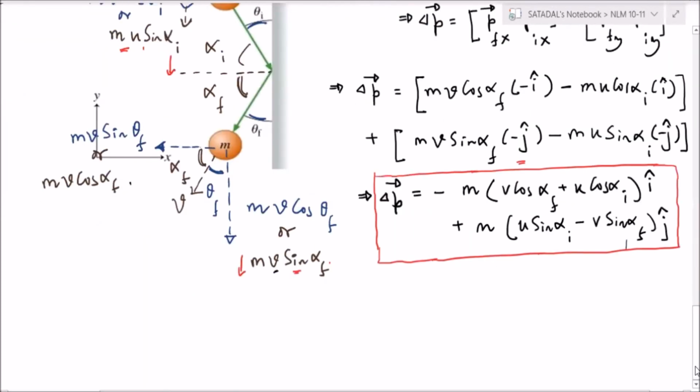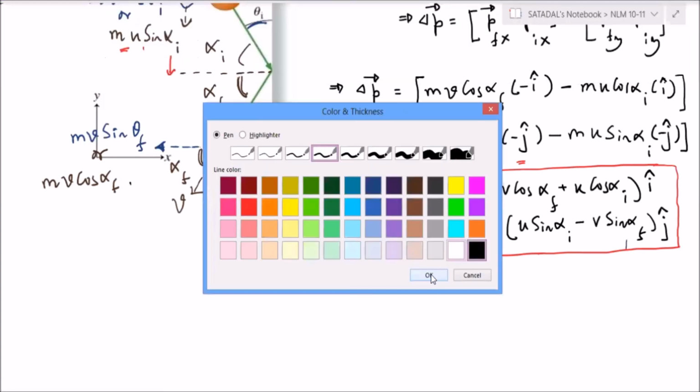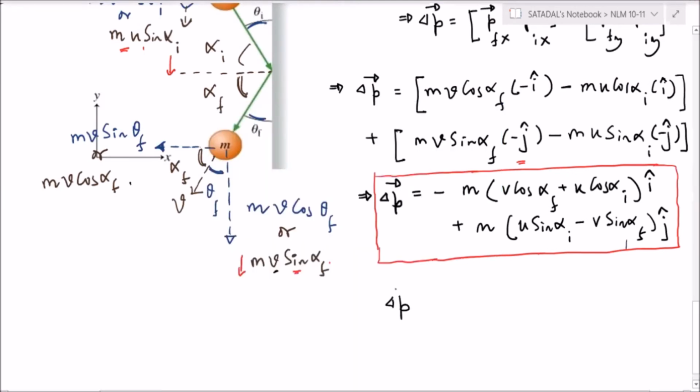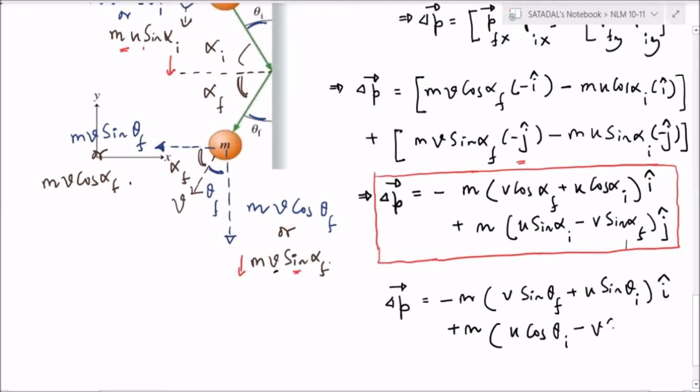So this is delta p in terms of alpha. If I want to write in terms of theta, I have to just switch in terms of cos and sine. So in terms of theta, delta p vector will be minus m times v sine theta f plus u sine theta i, i cap, plus m times u cos theta i minus v sine theta f, j cap. That's it.